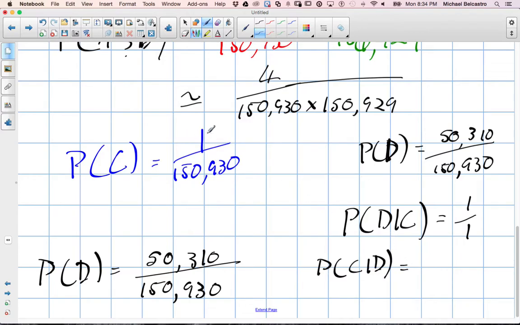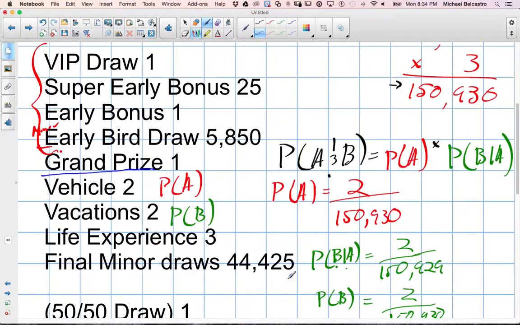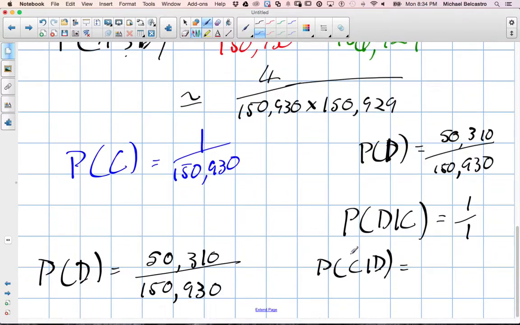What's the probability that we won the grand prize? Well, there's only one grand prize. And how many prizes were there in total? 50,000. So that probability is very, very different. That's 1 out of 50,310. Again, really different from before. So we know we won a prize, but of the prizes, we're looking for that 1 out of the 50,000 plus prizes there were to win. And then again, we just multiply these two percentages.